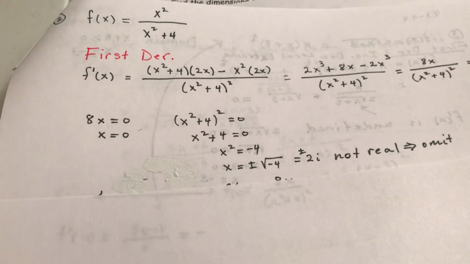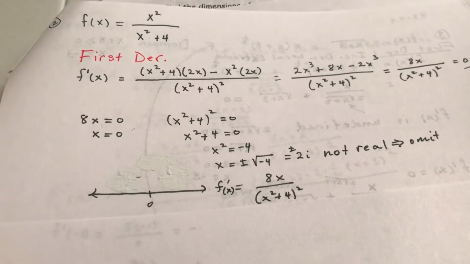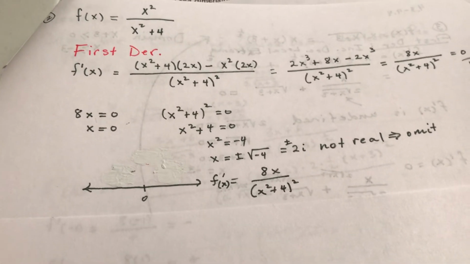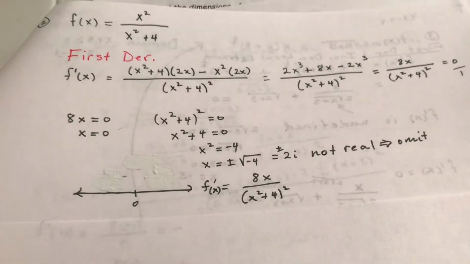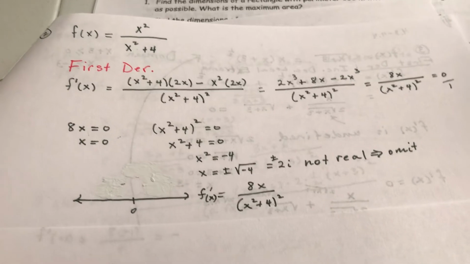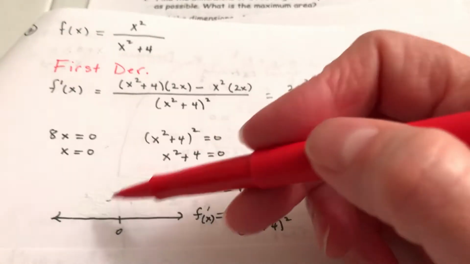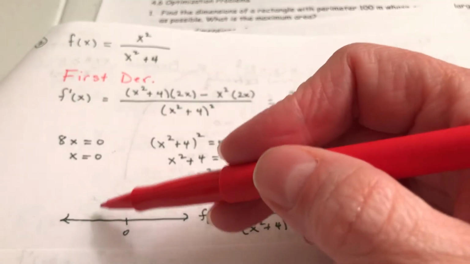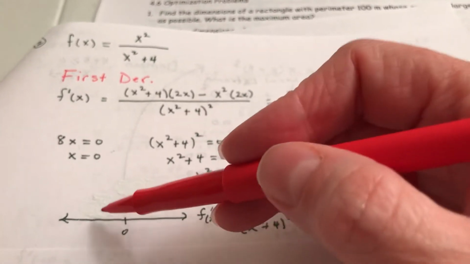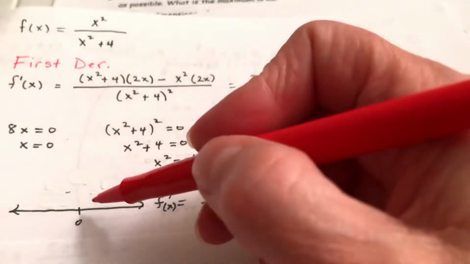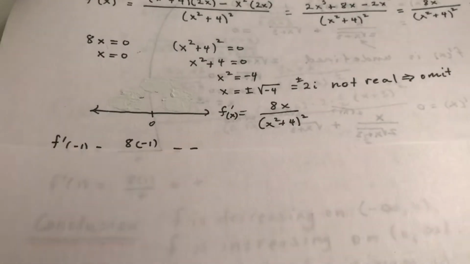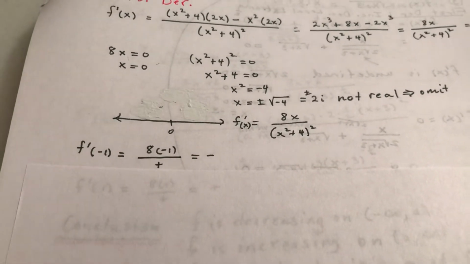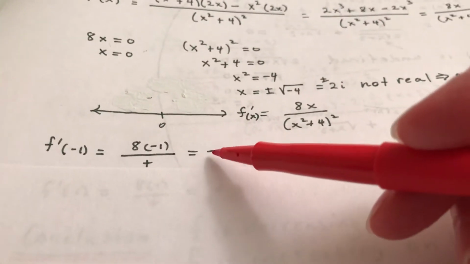And remember what I do now. I have my number line, and my number line has the derivative next to it. I keep telling you, please label your number lines. And now we're going to test a value into this derivative to see if it's plus or minus. I've chosen a value before the 0, and then we're going to pick something after the 0. So I chose negative 1. I put that in there. Now, as you plug these in, all we're looking for is if it's positive or negative.